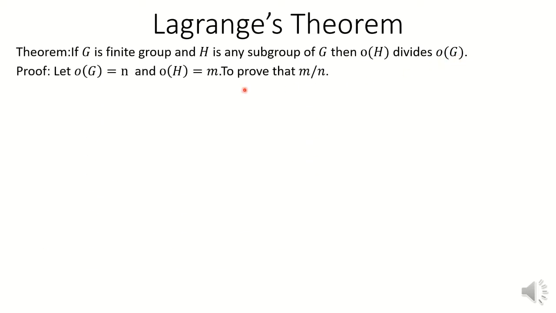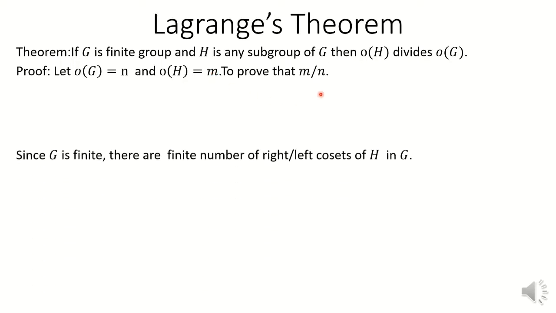The proof goes like this. Let us suppose that order of G is equal to n, that is, G contains n number of elements, and order of H is equal to m, that is, H contains m number of elements. We have to prove that m divides n.